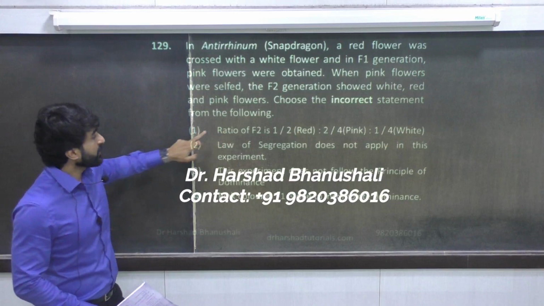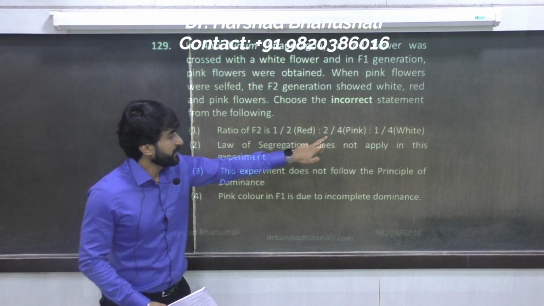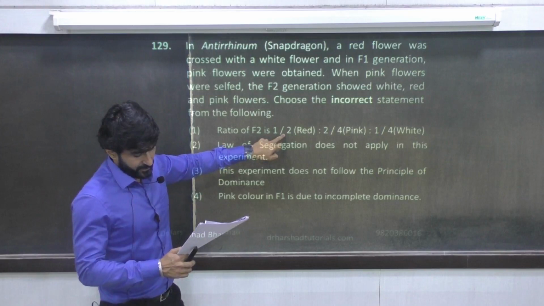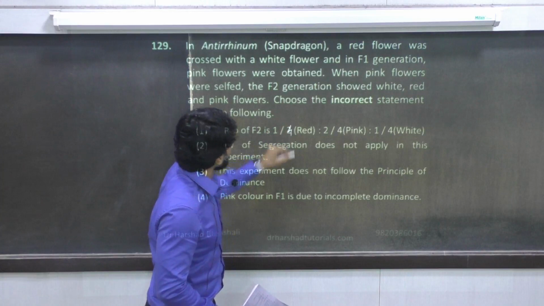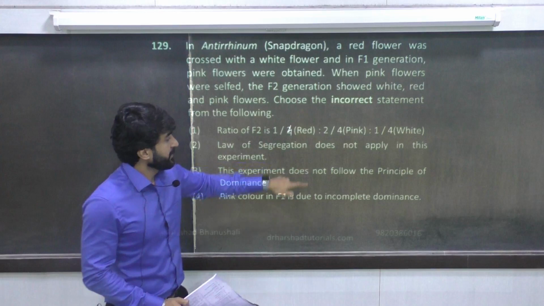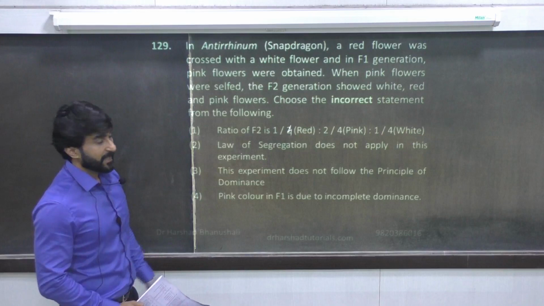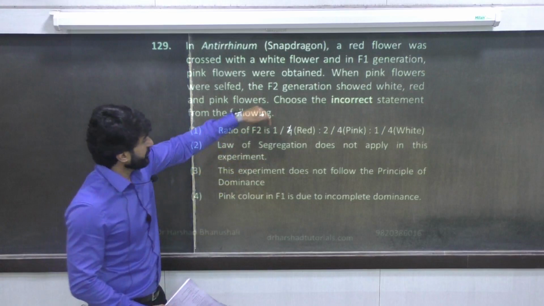Now, what is the first option? The ratio of F2 is half red, 2/4 pink, and 1/4. Though this is a misprint here, it should not be half. It should be 1/4 red, 2/4 pink, 1/4 white. Now if you see this ratio, it is 1:2:1. So it's a correct statement.